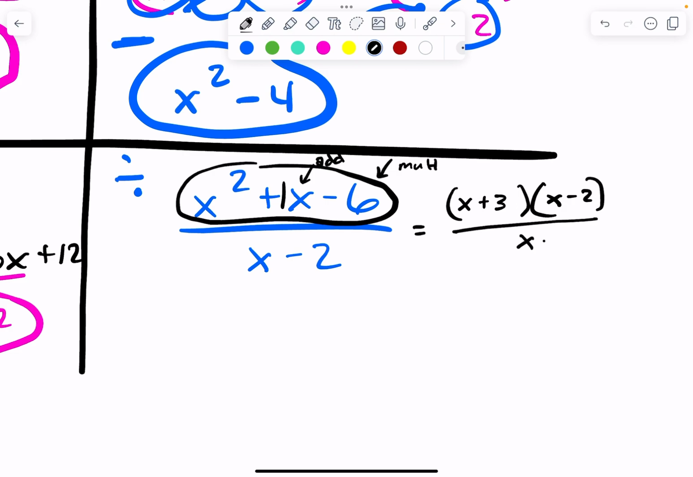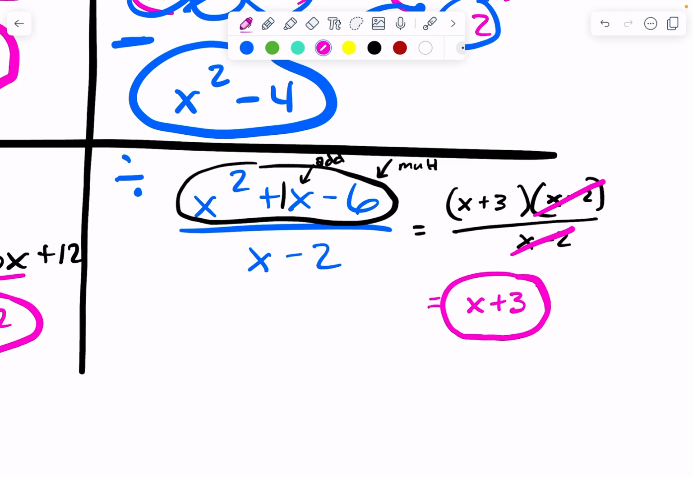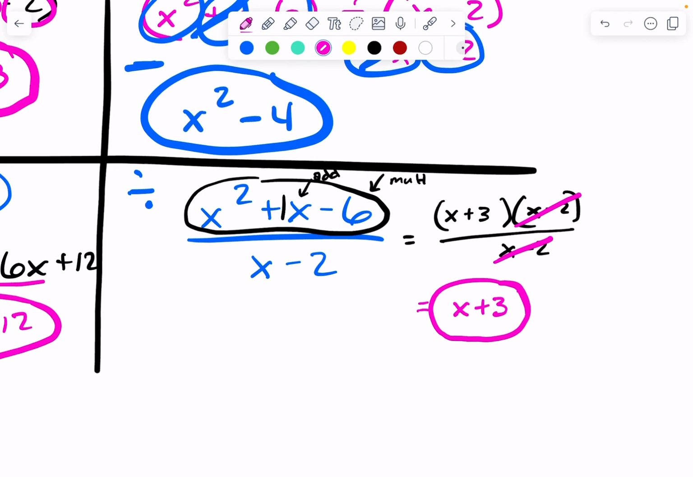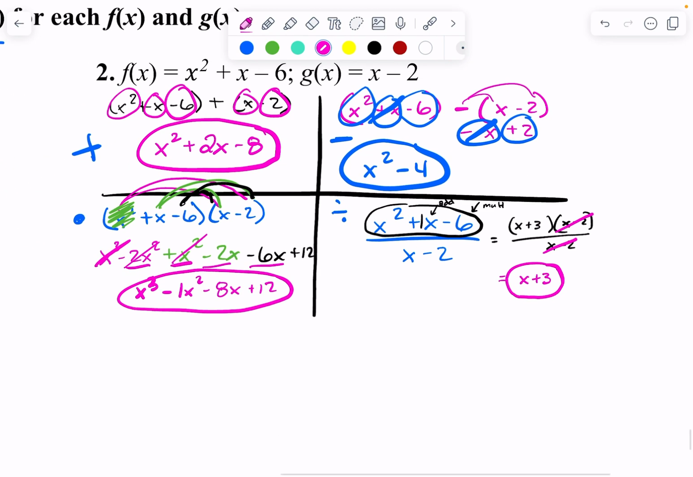And then I've got x minus 2 on the bottom. And look at that. My x minus 2, because that's a whole piece and that's a whole piece, those will cancel. So I just have x plus 3 as my final answer. Okay, and I don't have to say what x can't be. I just put x plus 3, and that is all. My division actually came out kind of nice.